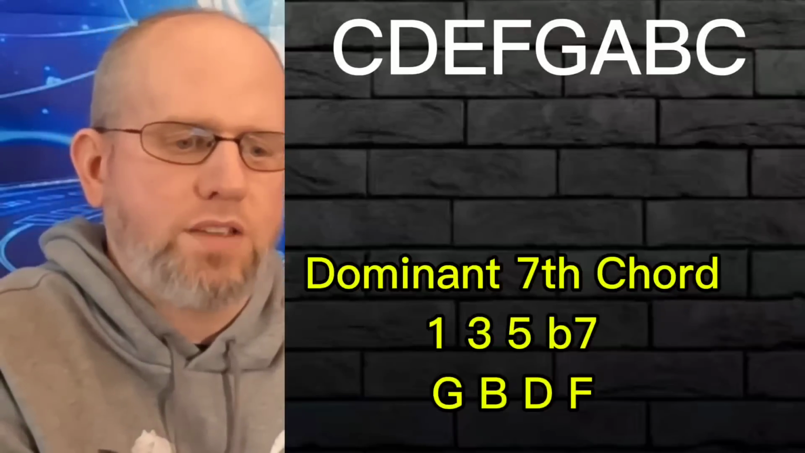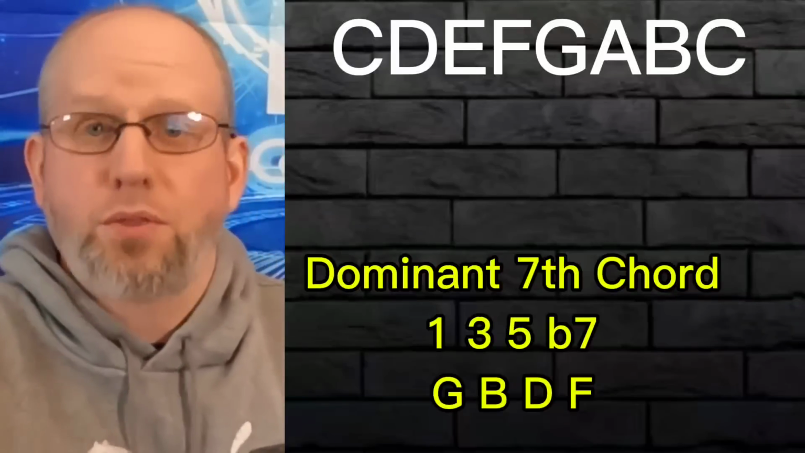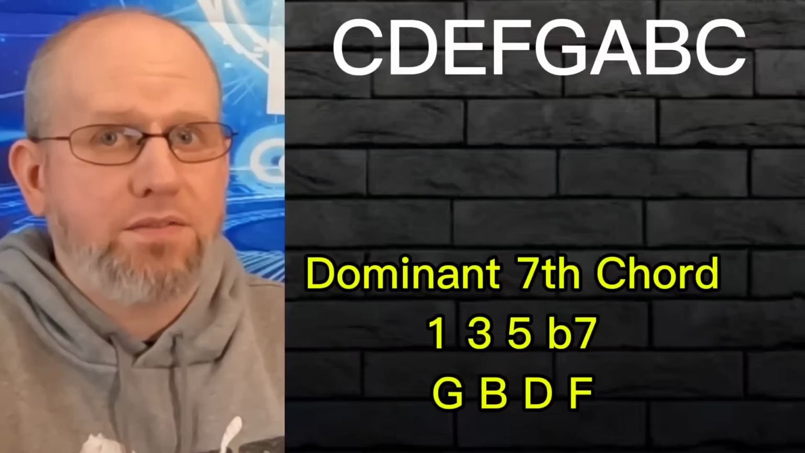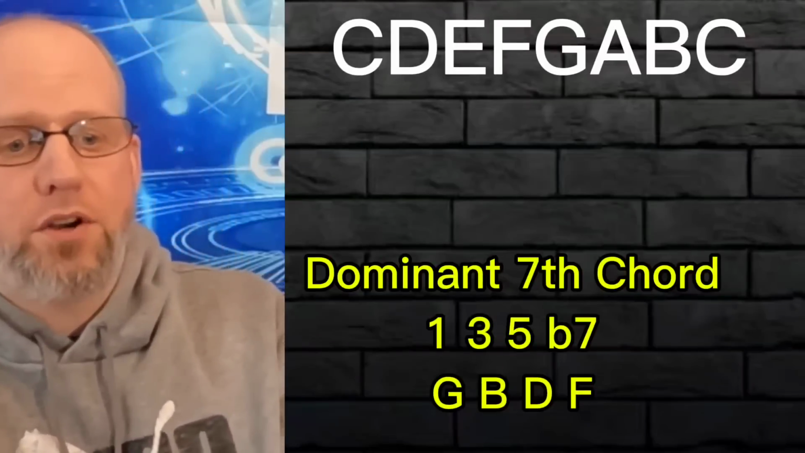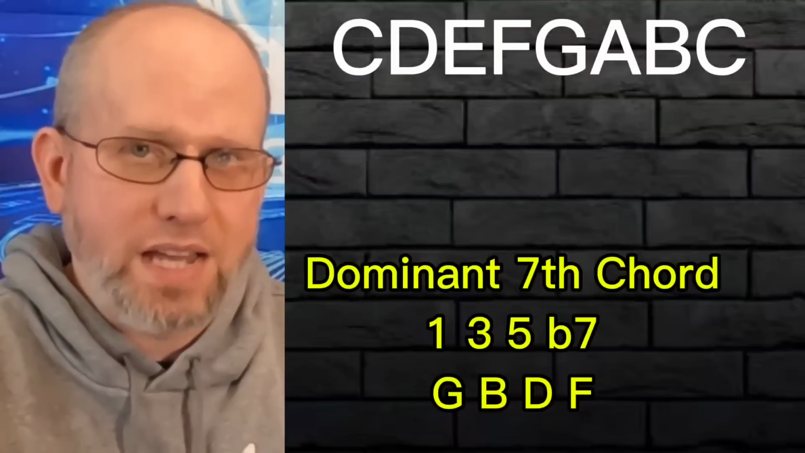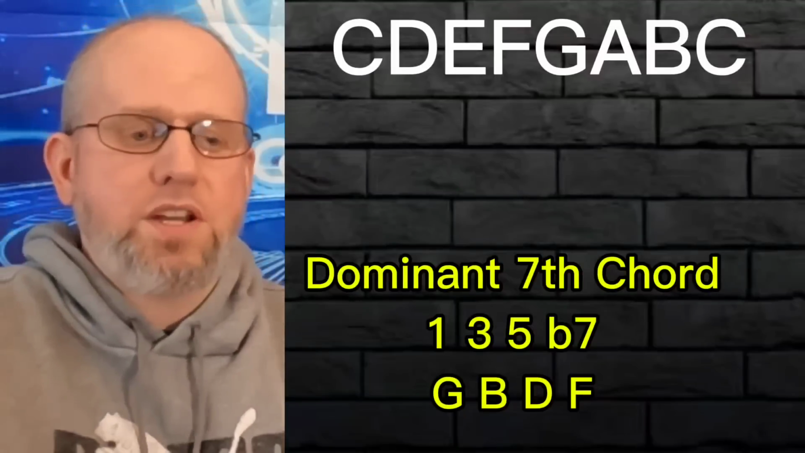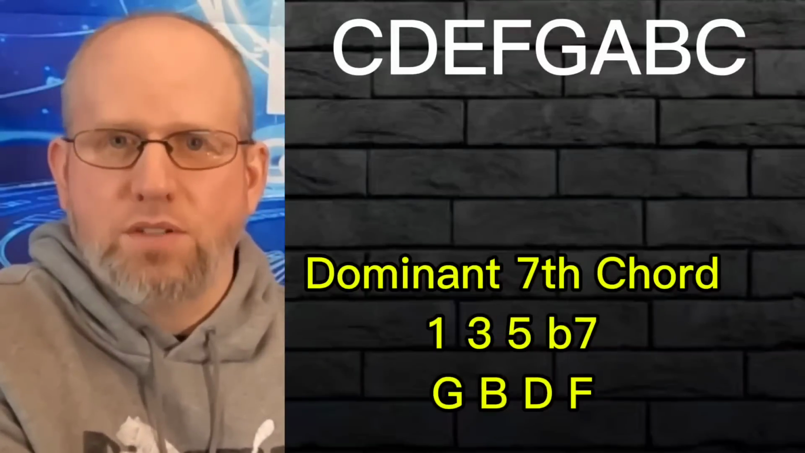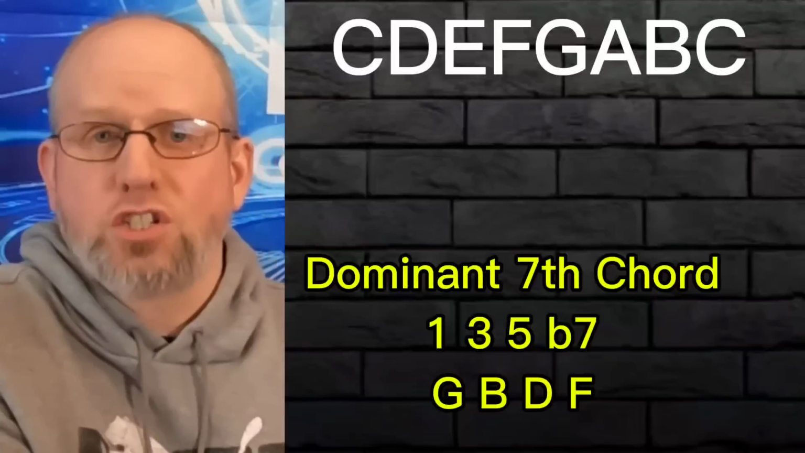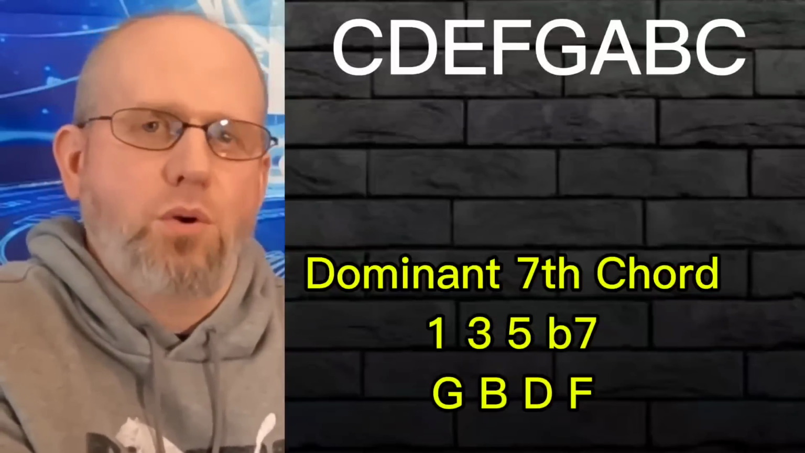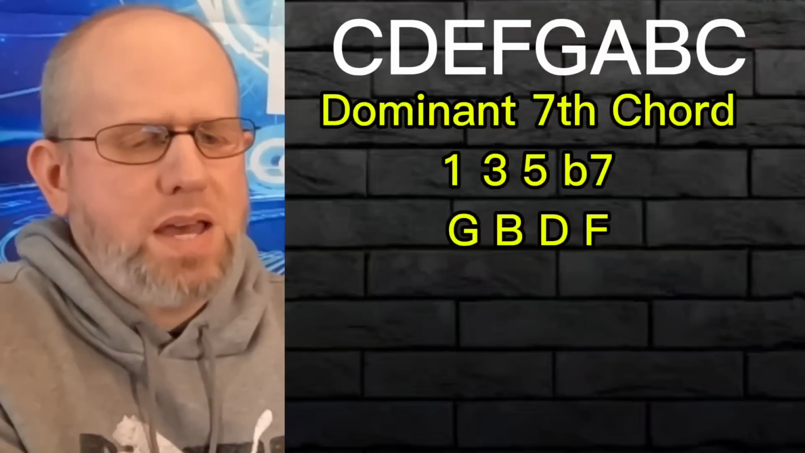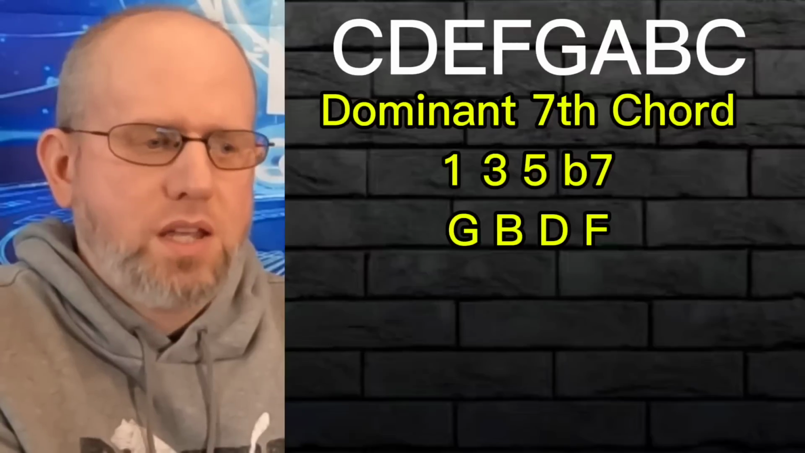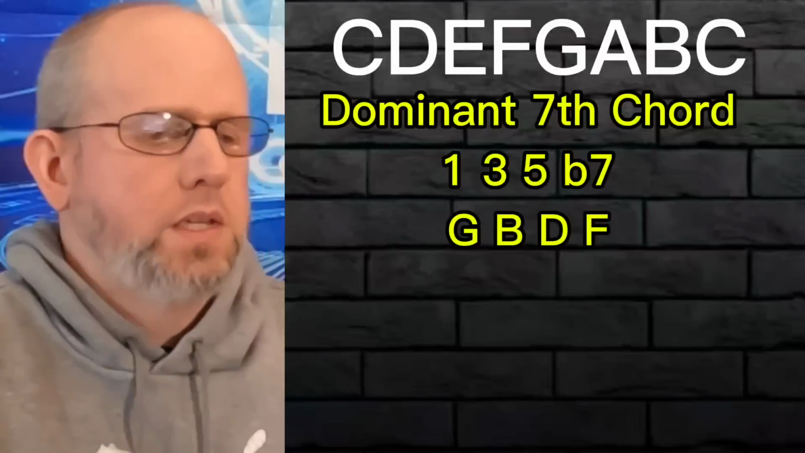The dominant seventh chord has a major third between the 1 and 3. It has a minor third between the 3 and 5, and then it has another minor third between the 5 and minor 7. That minor seventh interval is what gives that G7 its signature sound. Essentially, when you hear a seventh chord, you're going to be met with a lack of resolution, a lack of stability. Now, there's nothing wrong with the chord itself.